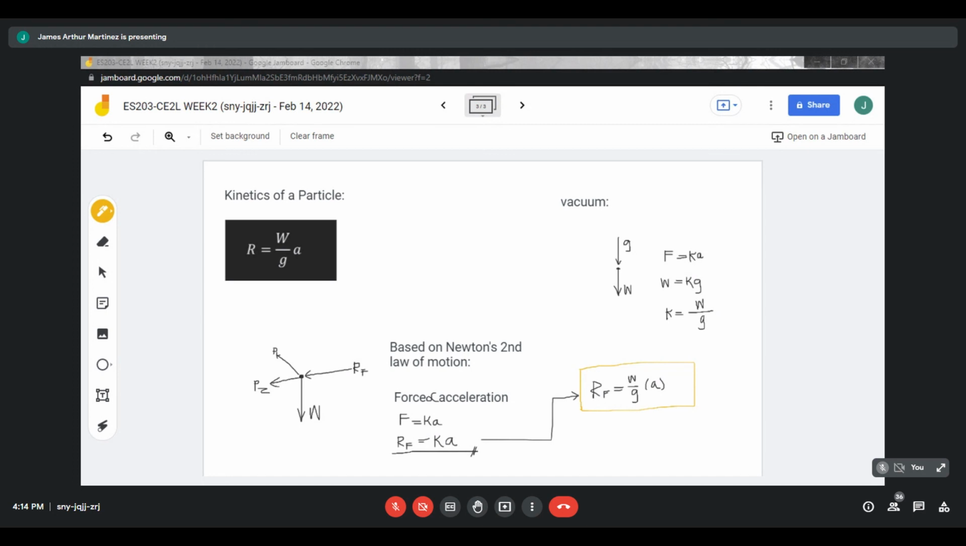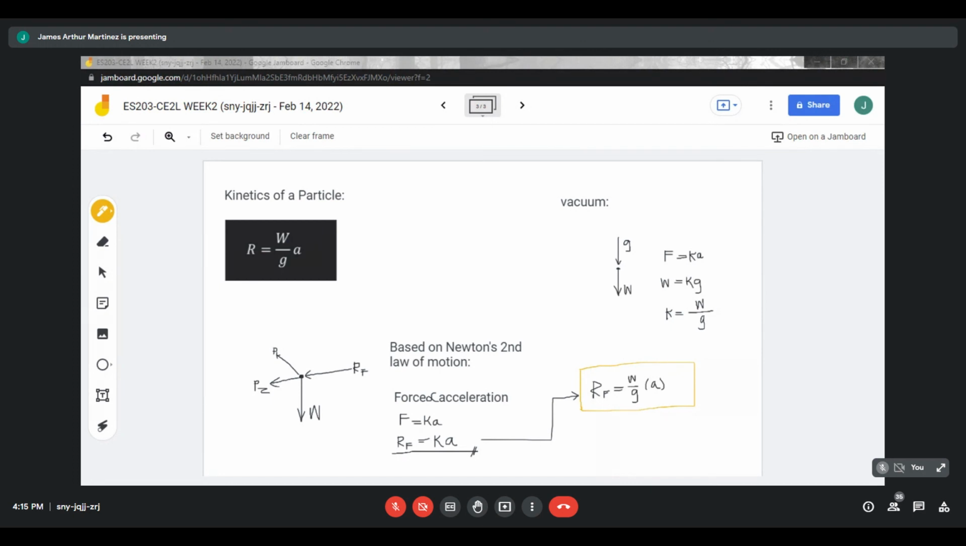So we have not yet reached kinetics of a particle with respect to work and energy, impulse and momentum. That is for a later part. So I think that's it for today. Basically these are just principles, concepts that we will use here in dynamics.